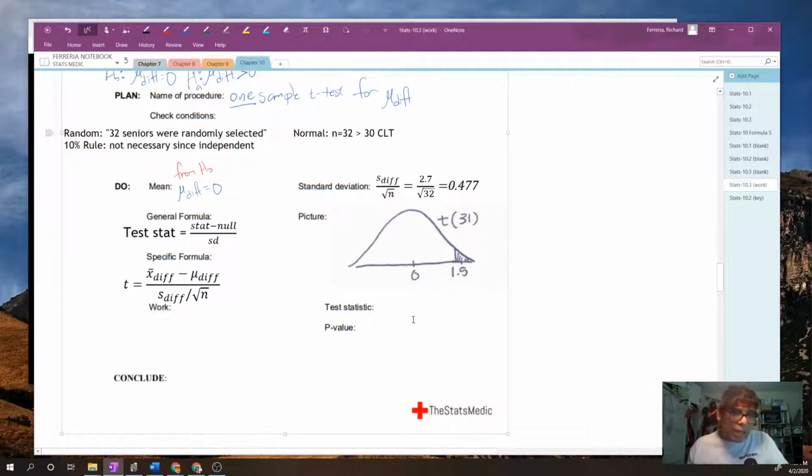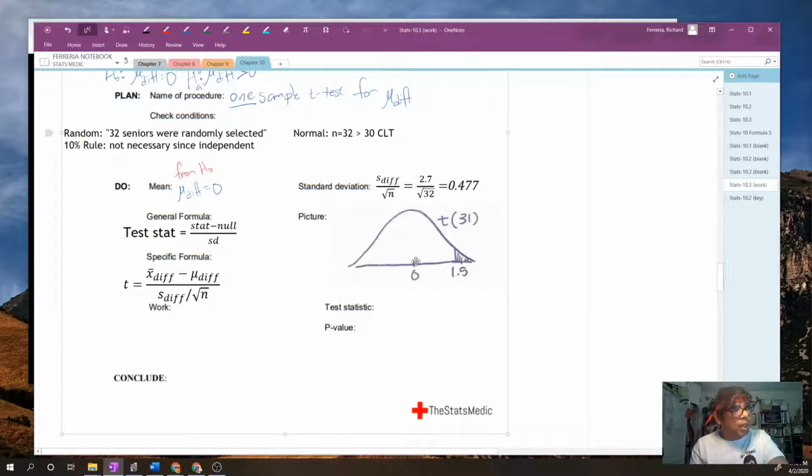So here we go, all nice and typed out. T-stat, test stat, is stat minus null over the standard deviation. Specifically, our test stat is T, our stat is X bar diff, and our null is mu diff, which is 0, divided by S diff over square root n. Now we know a little bit about the way those things work, so let's take a look at the picture.